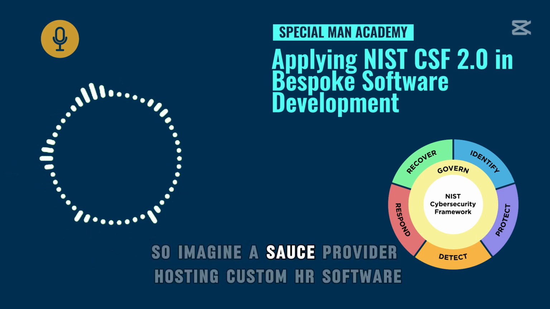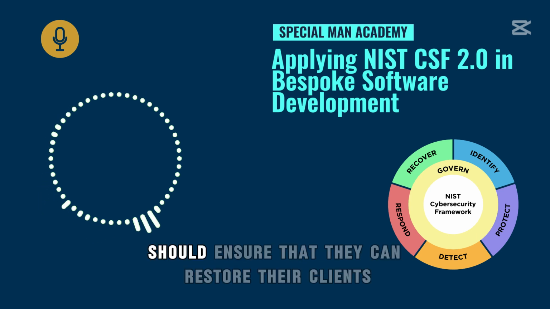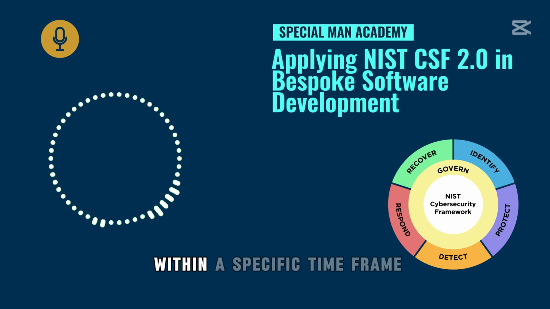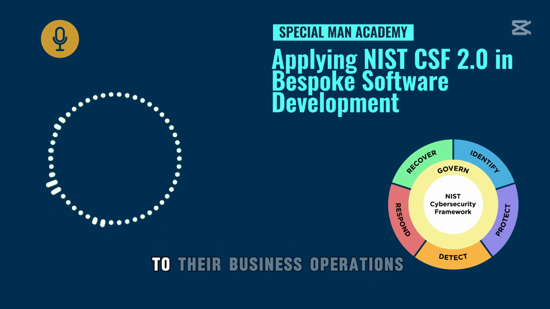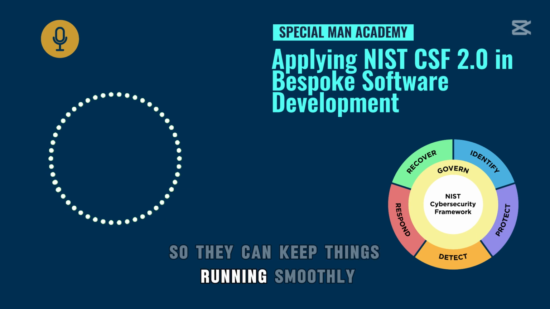So imagine a SaaS provider hosting custom HR software. Their recovery plan should ensure that they can restore their clients' critical data really quickly, within a specific time frame, maybe 30 minutes, to minimize that disruption to their business operations. So you can keep things running smoothly.